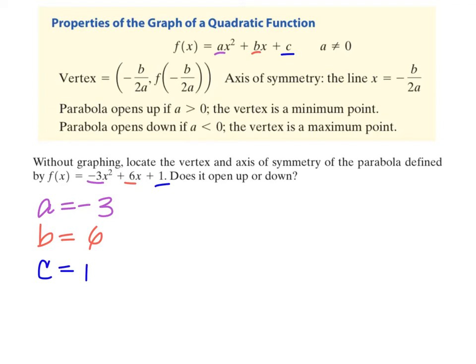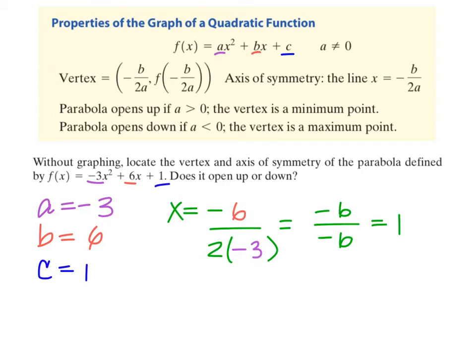So the first thing I'm going to do is plug it into our negative b over 2a to find the axis of symmetry as well as the x value of my vertex. So I plug in my values and I negate the 6, so negative 6 over 2 times negative 3, that's negative 6 over negative 6, which is 1. So my axis of symmetry is going to be a vertical line at x is equal to 1.